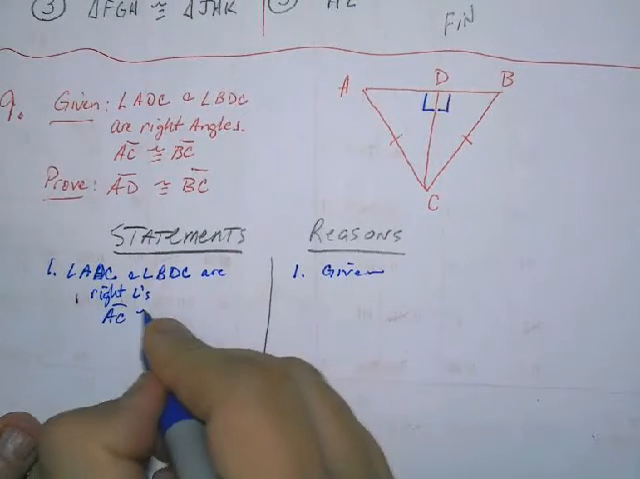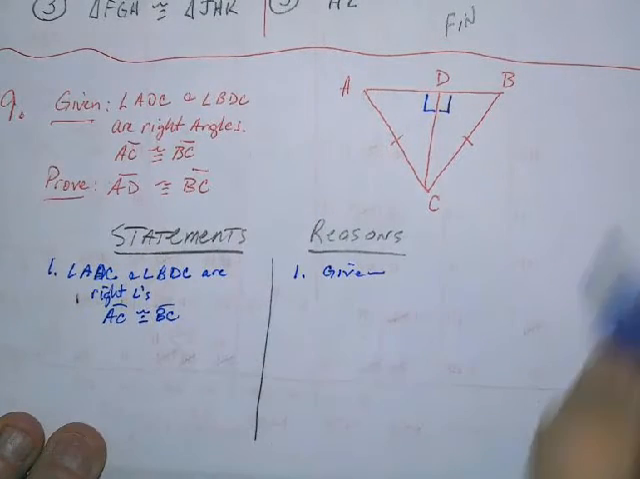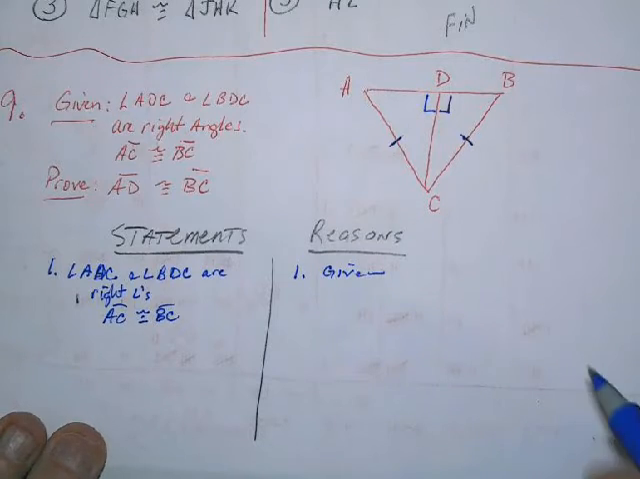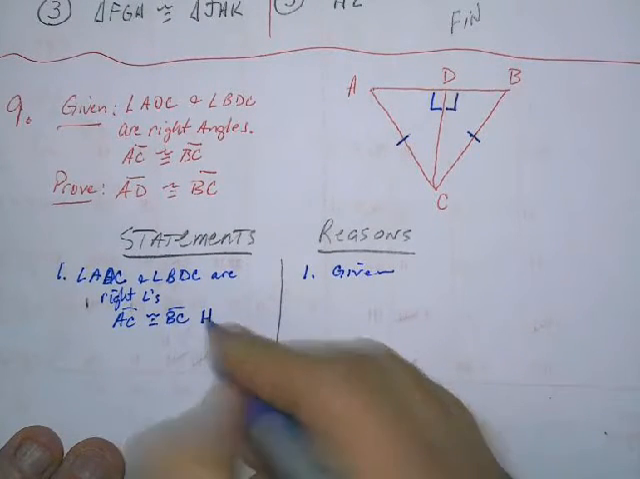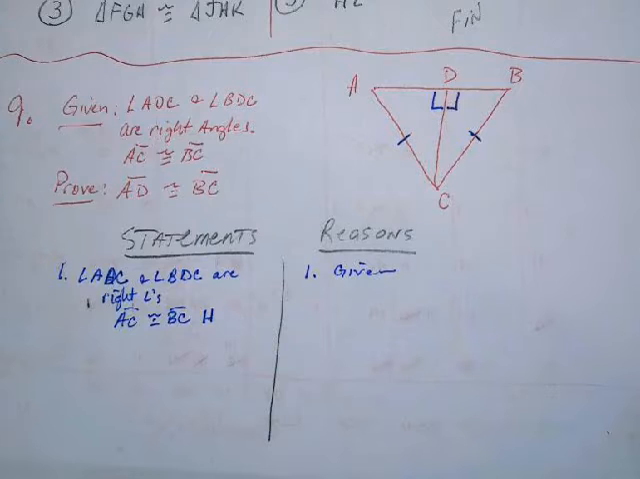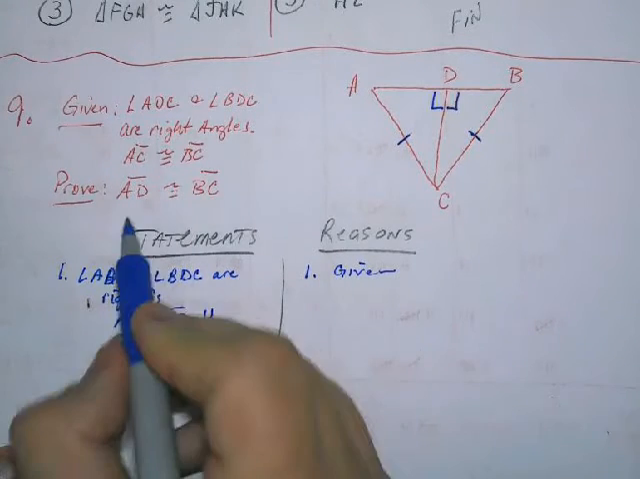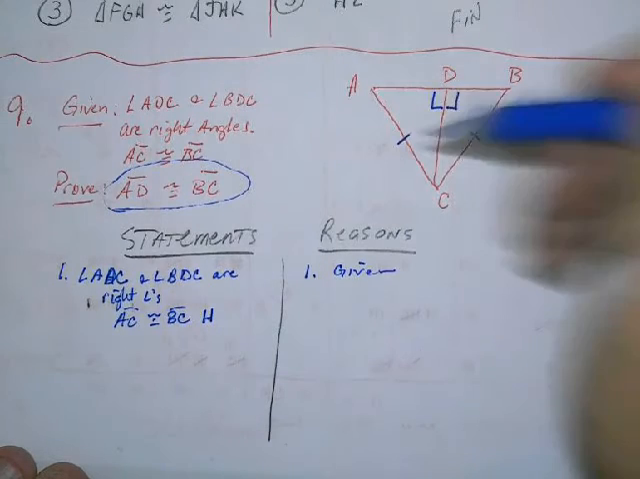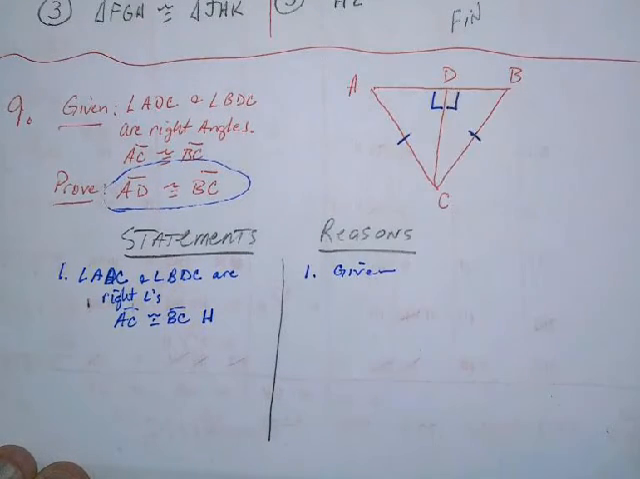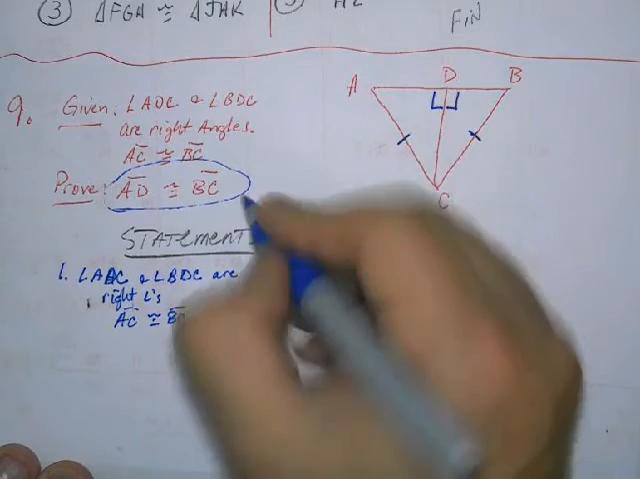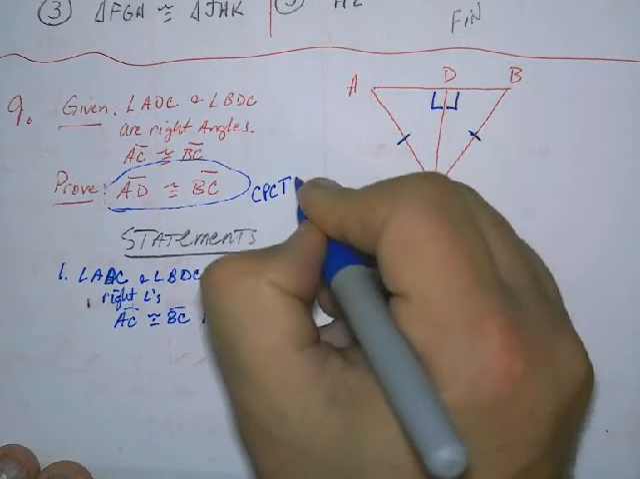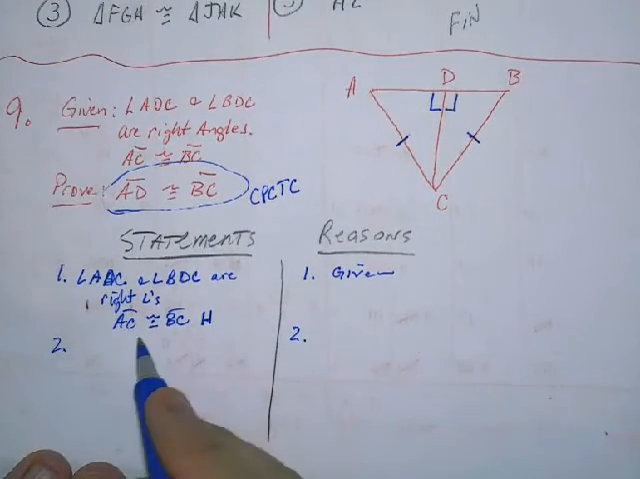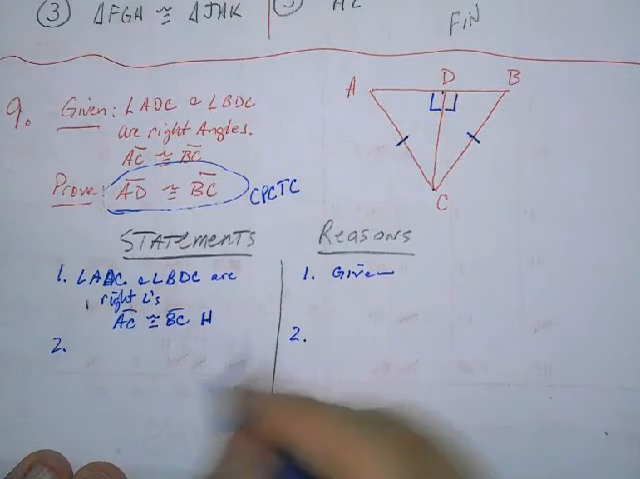What else is given? AC is congruent to BC, and those are the hypotenuse of each triangle. So that means we already know the H. But what about the leg? Do we know if the legs are congruent? Remember, we're not proving the triangles are congruent, but we are proving a part of the triangles are congruent. So we're going to say that the triangles are congruent, and then we're going to do that powerful CPCTC step. Okay, so step 2, looks to me like we have to say that DC is congruent to itself.